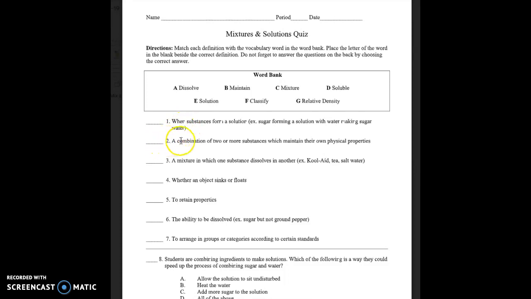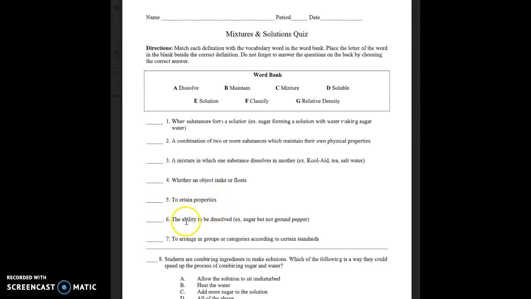Number 2. A combination of two or more substances which maintain their own physical properties. Number 3. A mixture in which one substance dissolves in another. Example, Kool-Aid, tea, salt water. Number 4. Whether an object sinks or floats. Number 5. To retain properties.